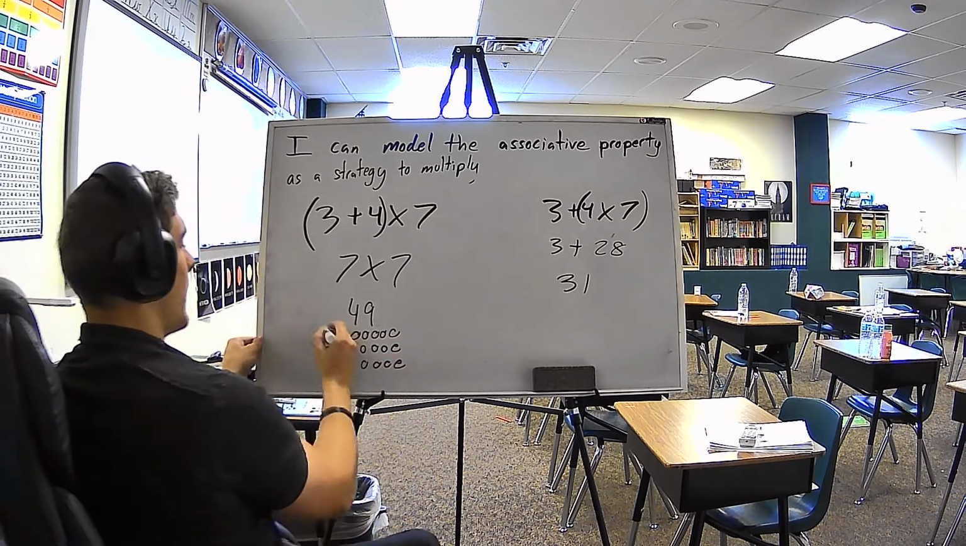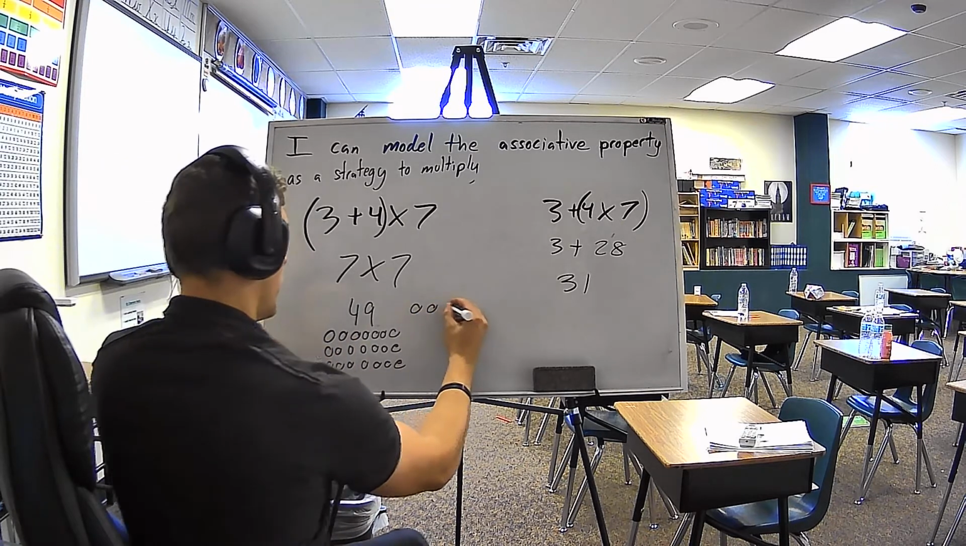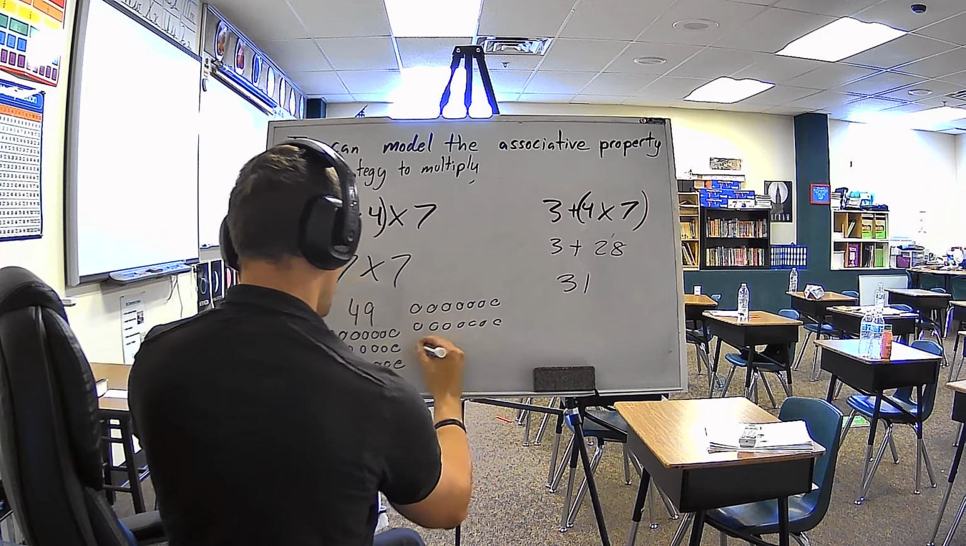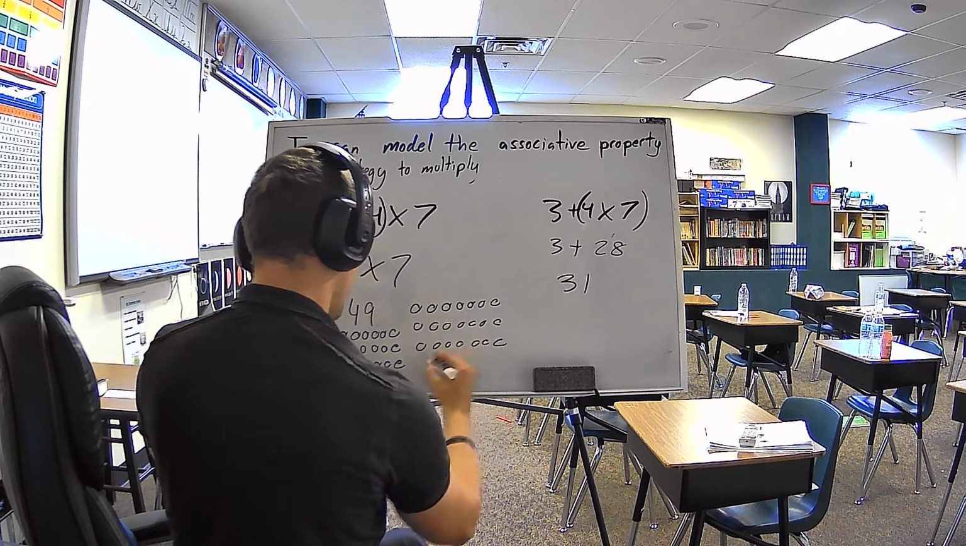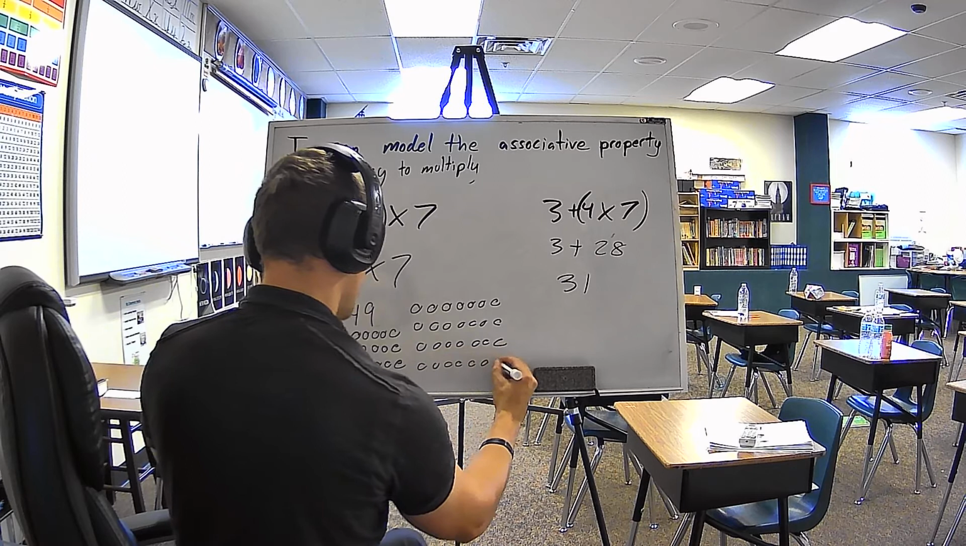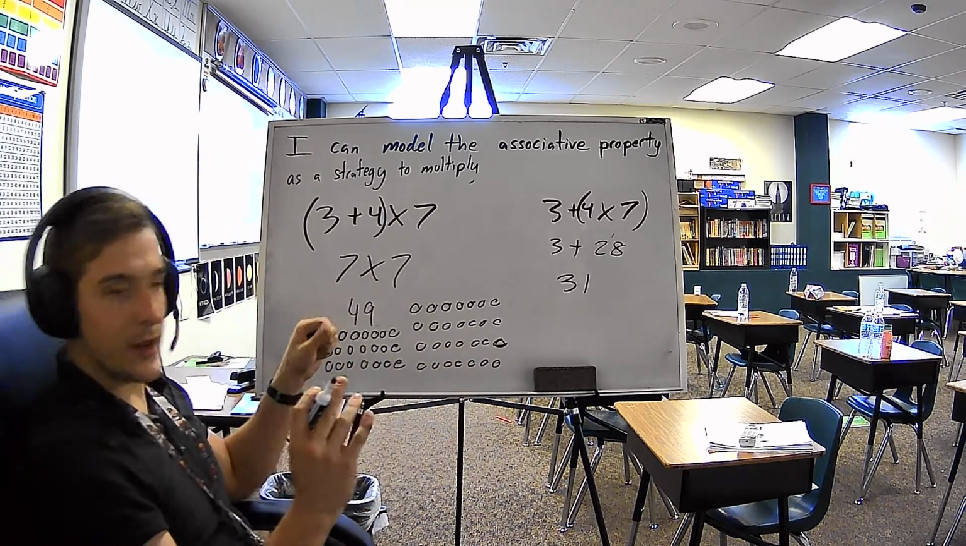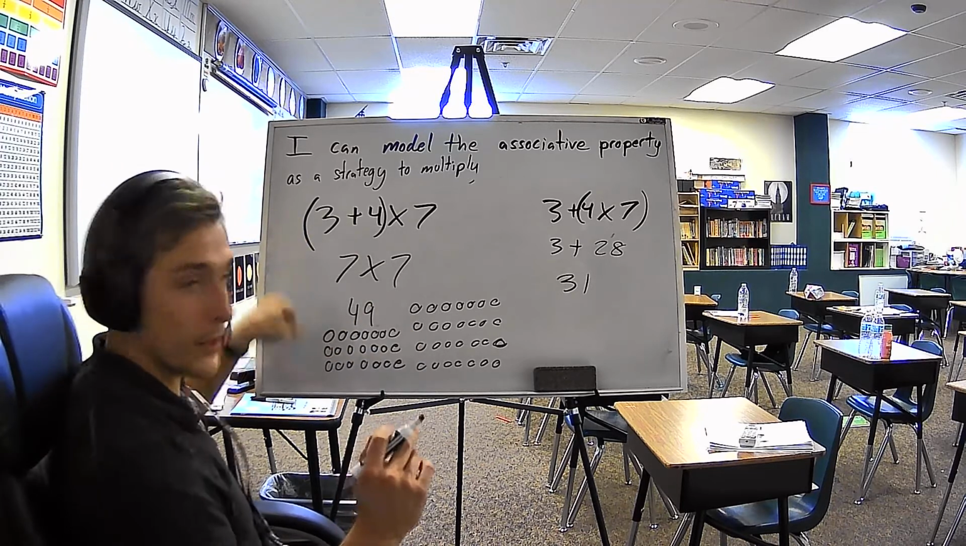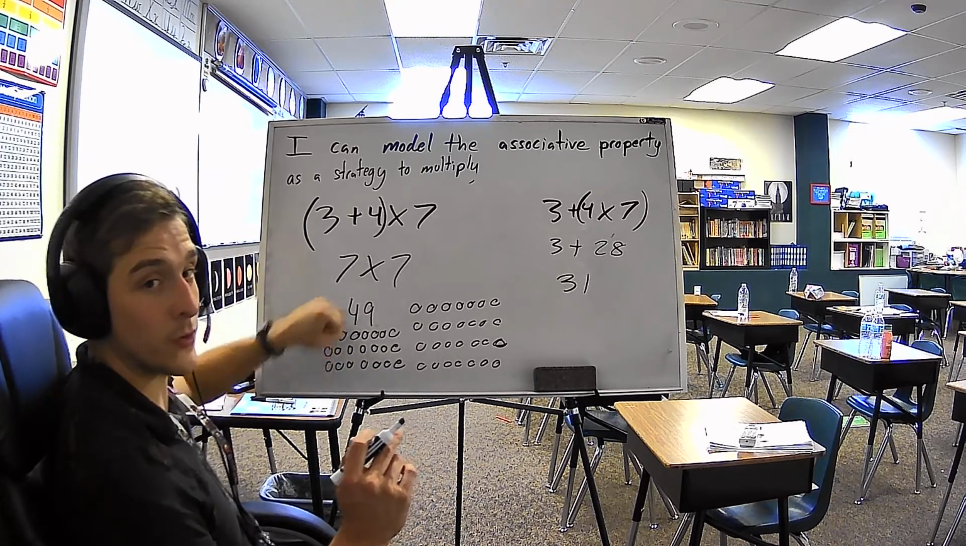So this one's saying I have 3 groups right here, each with 7. And 4 groups of 7 here. Altogether, what do you have? I have 7 groups of 7, which is 49.